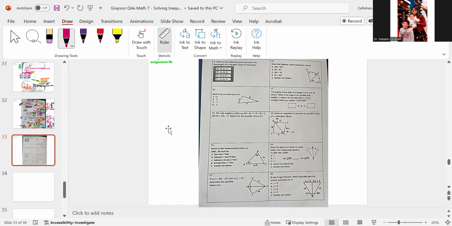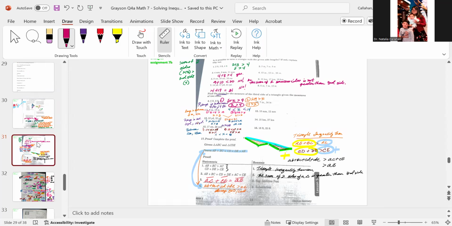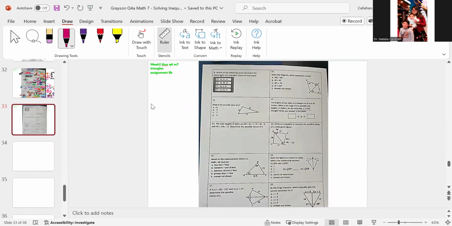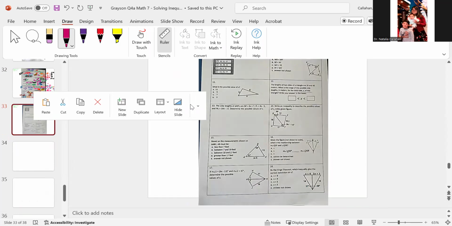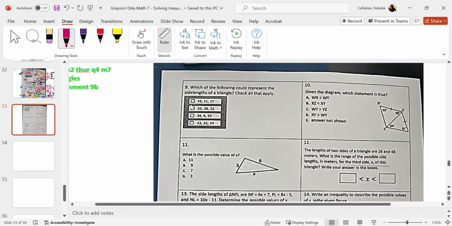So this is for week 2, Thursday, quarter 4, triangles, assignment 9B, which is the back side of us. Read, please. Which of the following could represent the side lengths of your triangle?